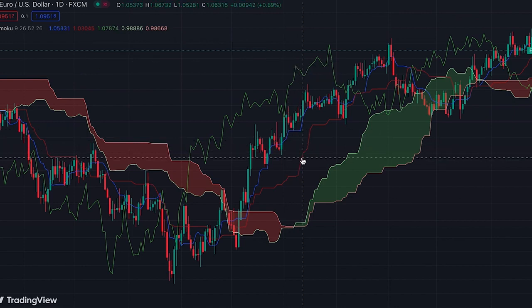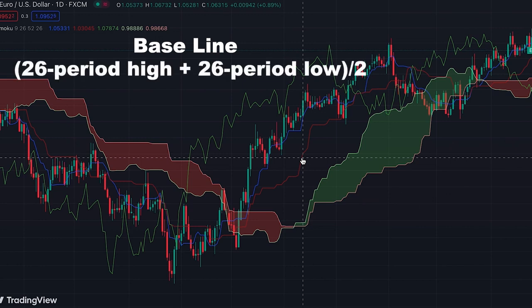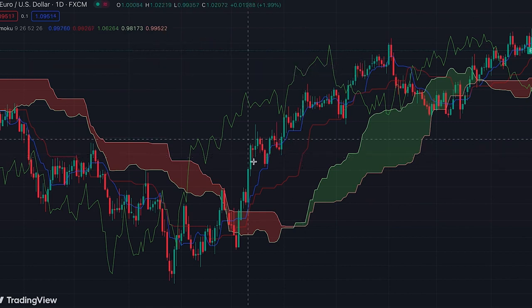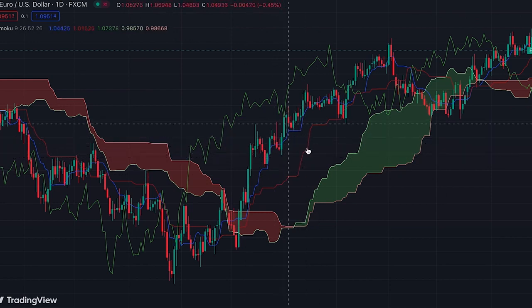This red line, which is called the baseline, moves slower in comparison to the conversion line. It's calculated similar to the conversion line, but for 26 periods: 26 period high plus 26 period low divided by 2. Please pay attention that the behavior of the conversion line and baseline is similar to moving averages.